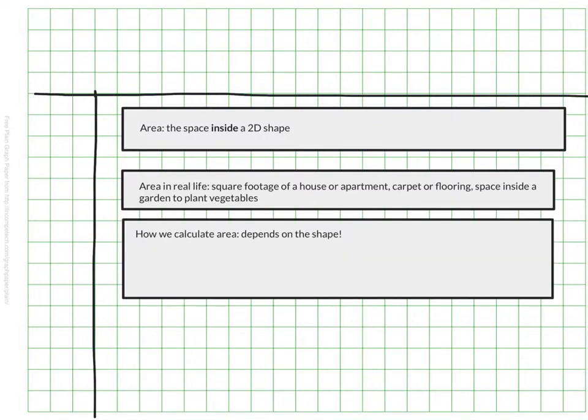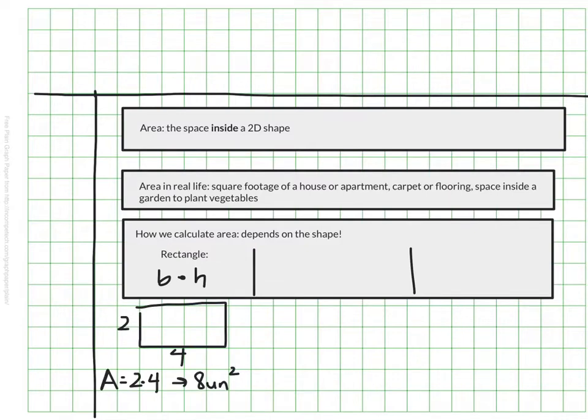And as for how we calculate area, that depends on what shape we're talking about. Rectangles, triangles, parallelograms, they're different rules. For a rectangle, we would just multiply the base times the height, or you'll see it also as length times width. So that would mean, for example, in this picture here, our base or our length is 4, our height is 2, and we just multiply that together, and this is in units squared. So it's how many little squares there are.